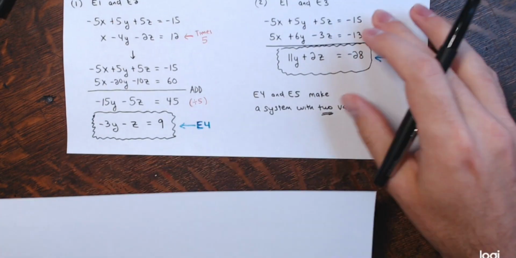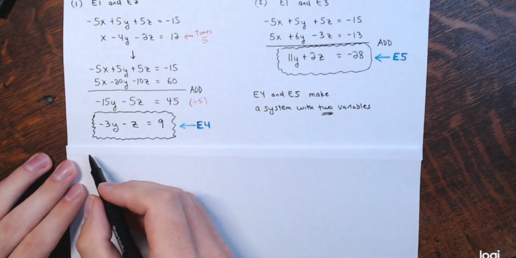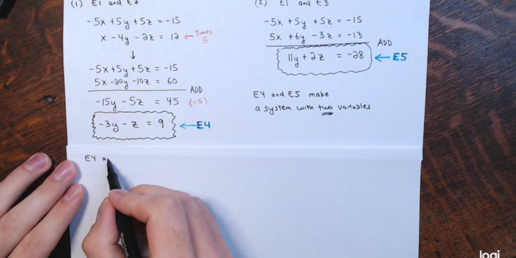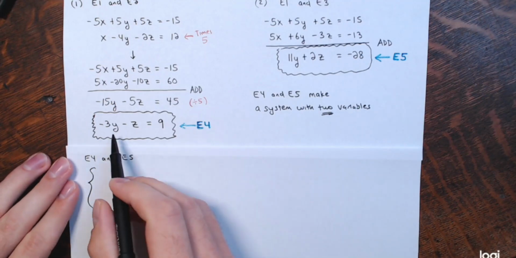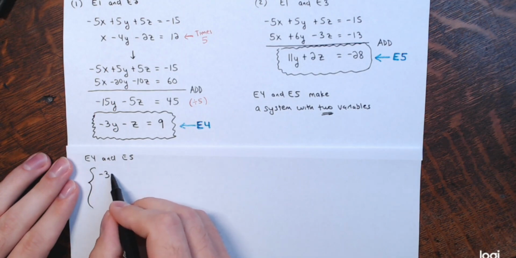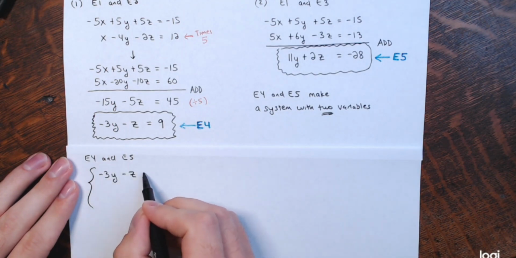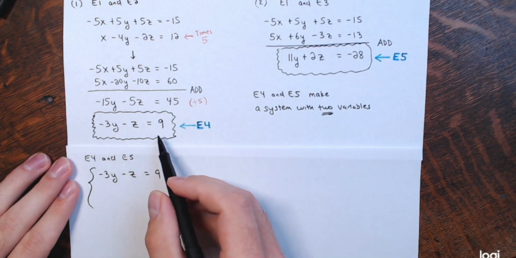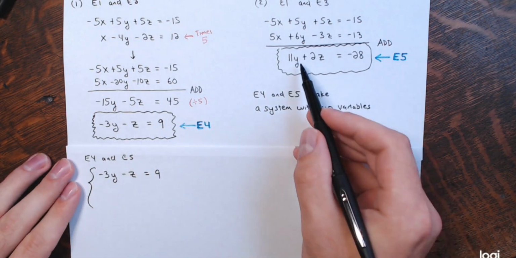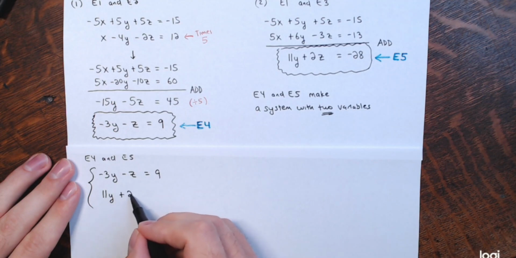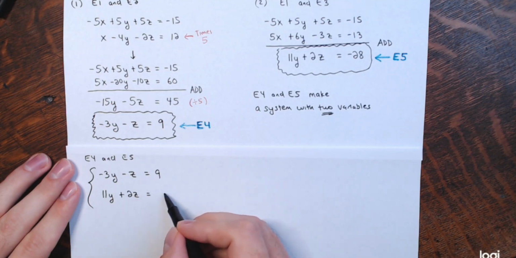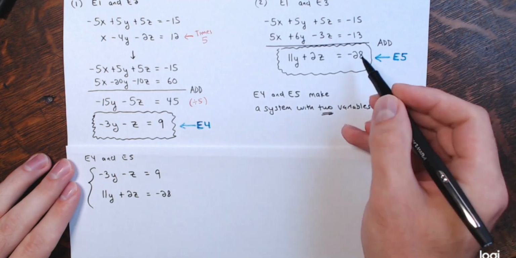All right, so here we go. Here's this new system. So again, equations 4 and equation 5. We have the following system: negative 3y minus z equals 9. That's what I got from that first elimination of x. Then 11y plus 2z equals negative 28. That's what I got from the second elimination of x.